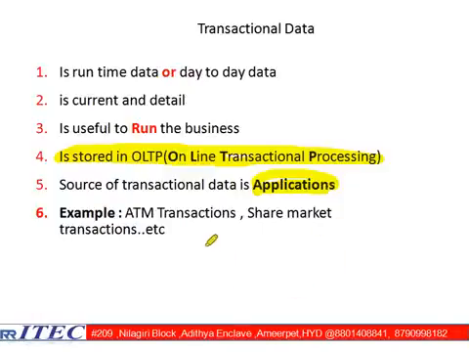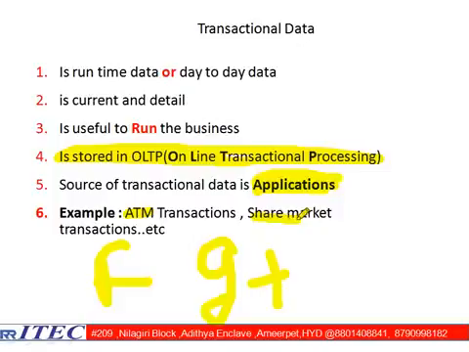So what I would like to say is, at the end of the day, the data is coming from applications. Those applications may be as simple as Facebook that you use daily, or Google Plus, or ATMs, or share market transactions. Anything is called an application only. In that application, we try to do something, and automatically the data comes and is stored in the format of transactional data in the OLTP database.